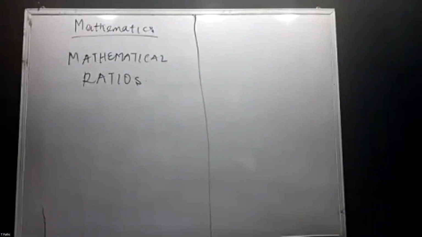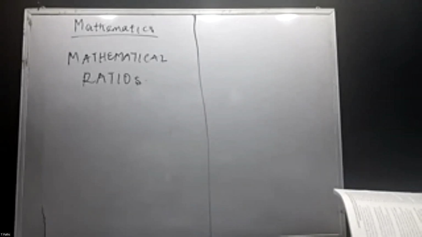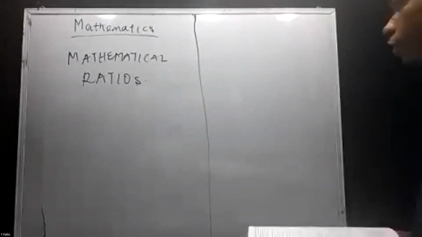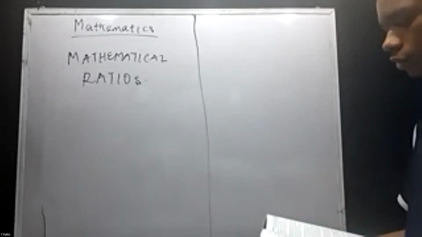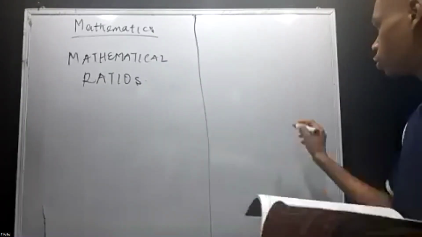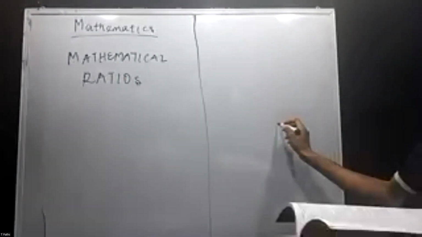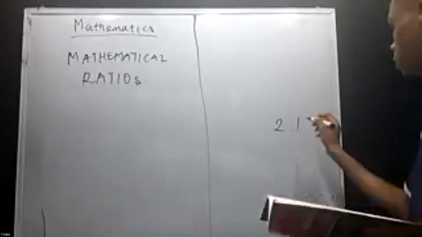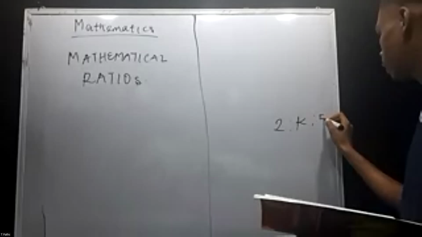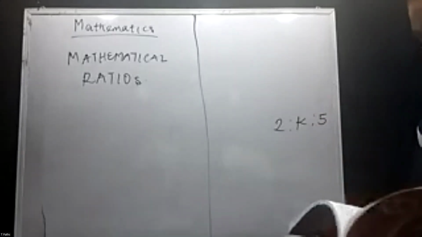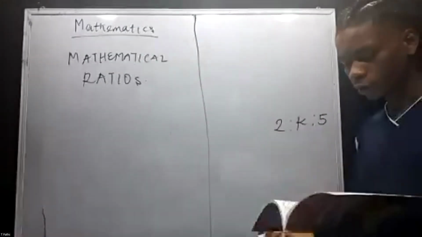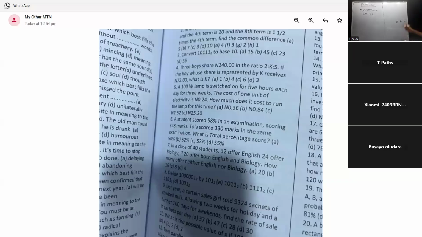So the question says 3 boys share 214 naira in the ratio 2 ratio K ratio 5. When you see this expression here, it means ratio in mathematics. 3 boys share 214 naira, 2 ratio K ratio 5. If the boy whose share is represented by K receives 72 naira, then what is the value of K? So to find the value of K.